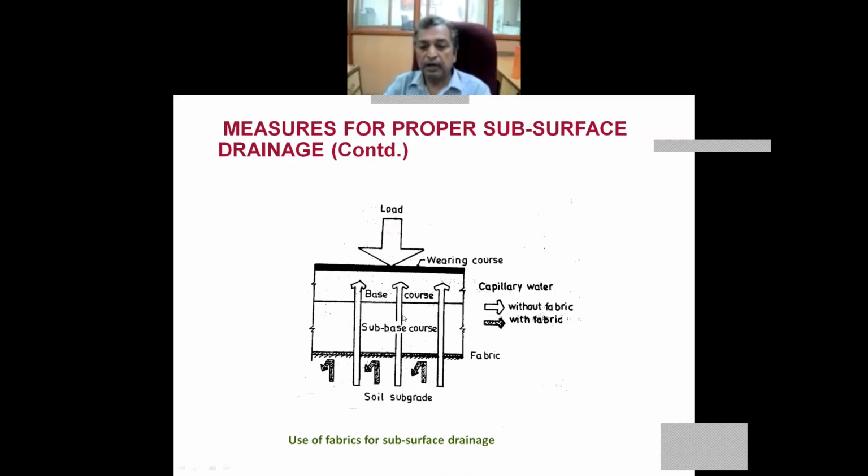Another one: as an alternative to the GSB layer, we can provide fabric also to stop the capillary rise. So this is a proper example of that. This is the pavement, and water is coming from the ground through capillary rise. When no fabric or GSB layer is provided, water will reach up to the pavement. When fabric is provided, water will be terminated at this level only.